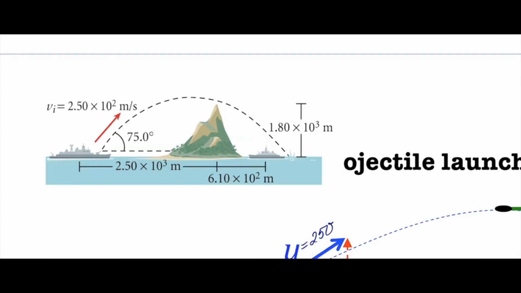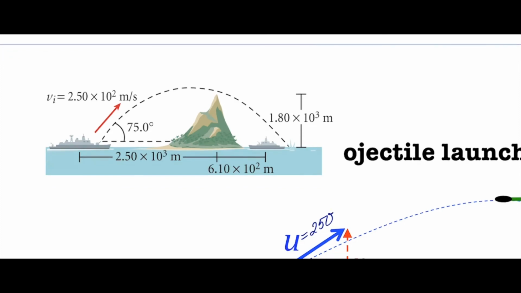Let's figure out how far the enemy ship is from where the cannon was fired. It's 2.5 times 10 to the third and 6.1 times 10 to the second. Another way for them to trap you. You cannot add 250 plus 610. I mean, you could put it in your calculator, but that's extra work.